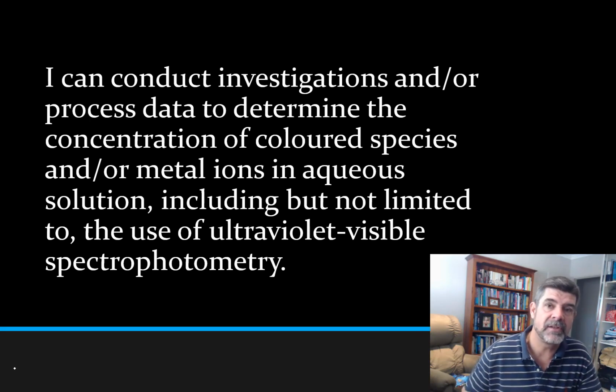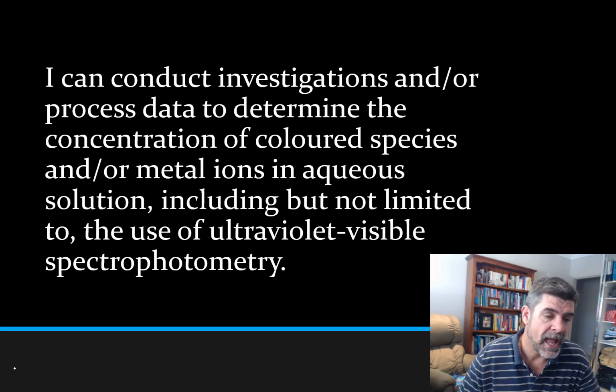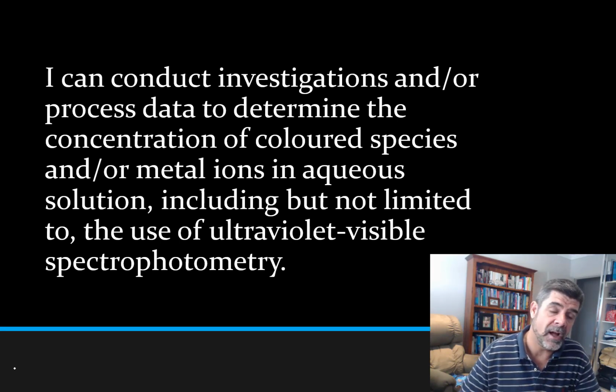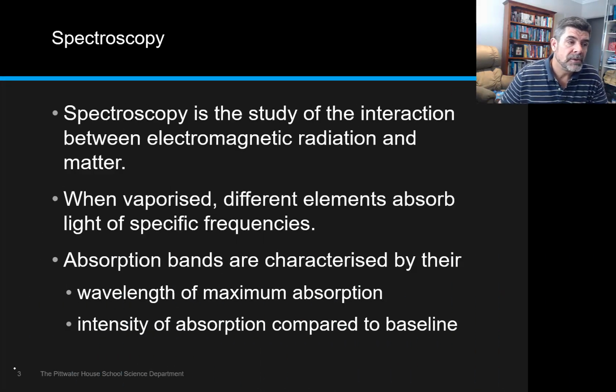Whilst we've set this in the context of the inorganic section, we'll briefly mention some of the relationships between this spectrophotometry technique and how it can be applied both for metal ions and also for organic compounds. Spectroscopy is one of the areas we're going to look at in a little bit of detail in this final module, so a little bit of background may be helpful at this stage.